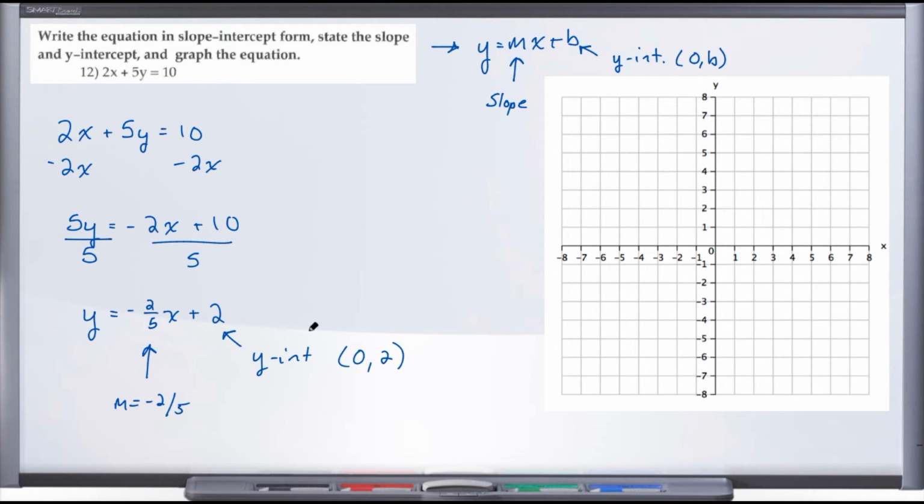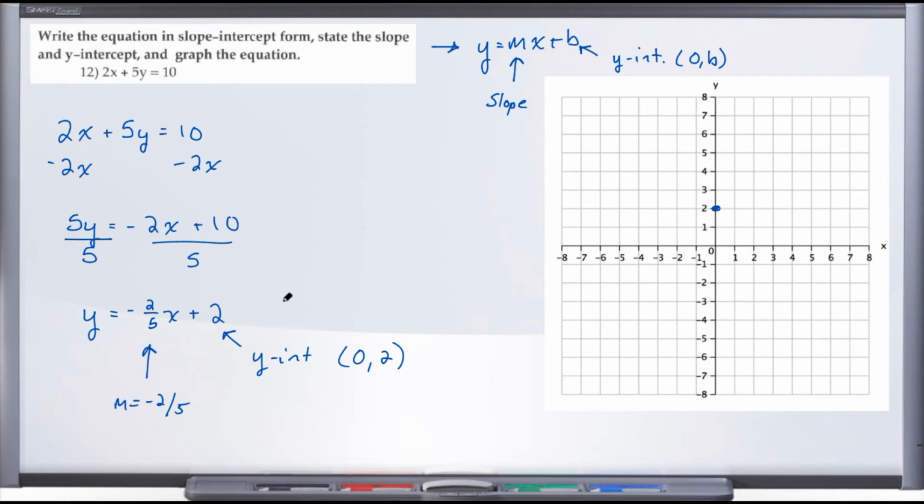And when you're graphing a line from slope-intercept form, the first thing you want to do is plot that y-intercept. That's your very first point. So let's go to 2 on the y-axis, plot that point. And then from this point, we want to use our slope to graph the next point.